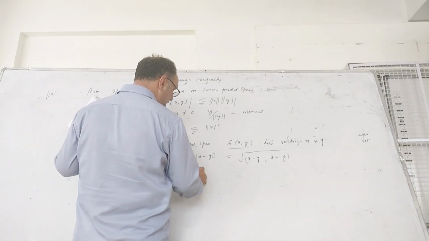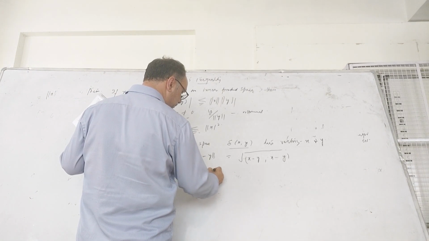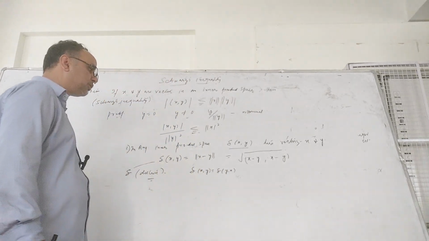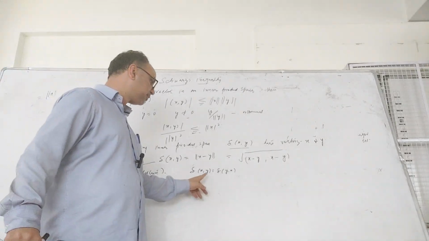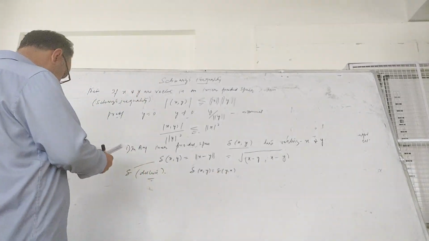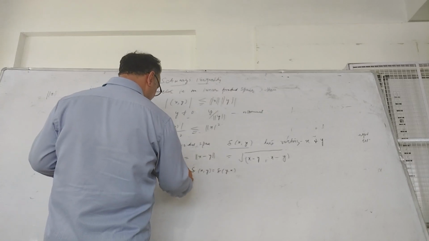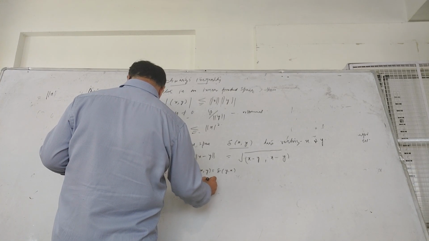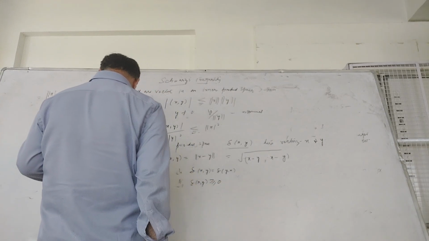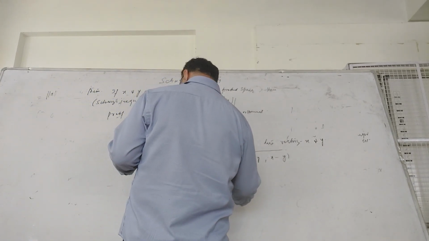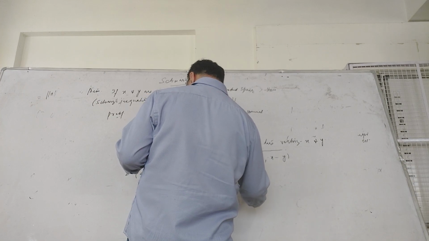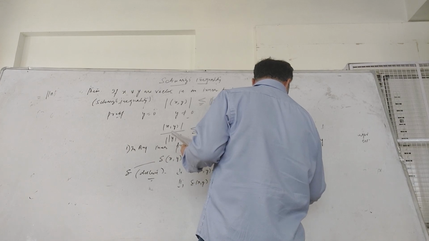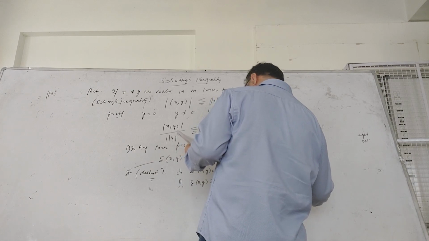One is the symmetric property: delta of xy should be equal to delta of yx. So the order of the elements should not change the relationship between the two. The second property is that delta of xy is greater than or equal to 0, and delta of xy is 0 if and only if x is equal to y.